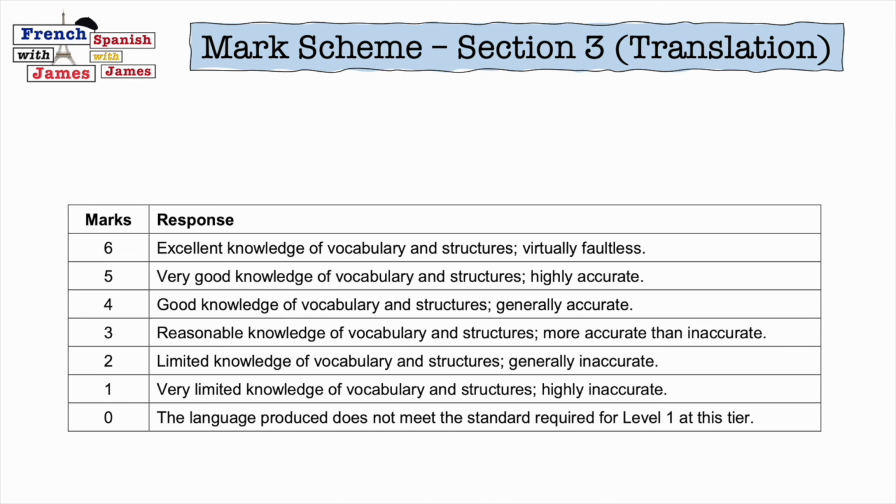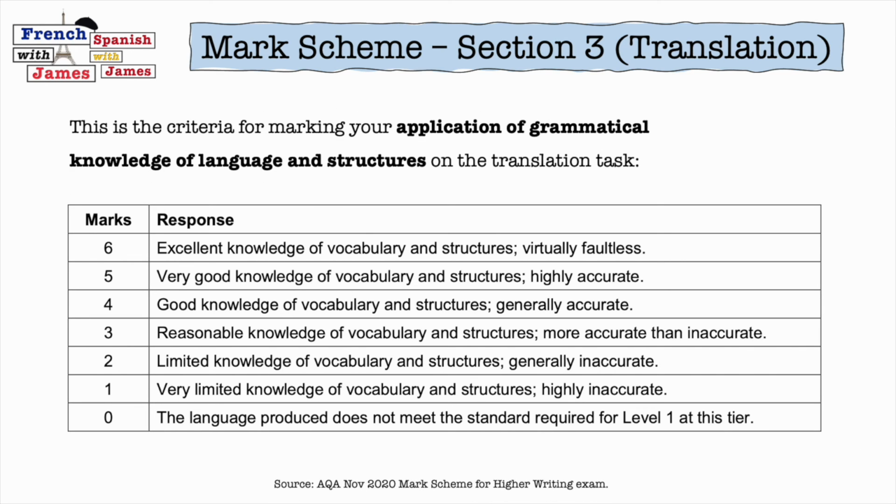For the application of grammatical knowledge of language and structures, this is the criteria the examiner will use. So for this one to get 6 out of 6, you need to show that you know your vocab, you know your grammar, you've got your spellings, you've got your accents, and it's virtually faultless. As I've said, to get 7, 8, and 9 at GCSE, you don't need to always be in those top bands. The key thing I want you to take away from this video is, what are the things you can do to boost your grade?